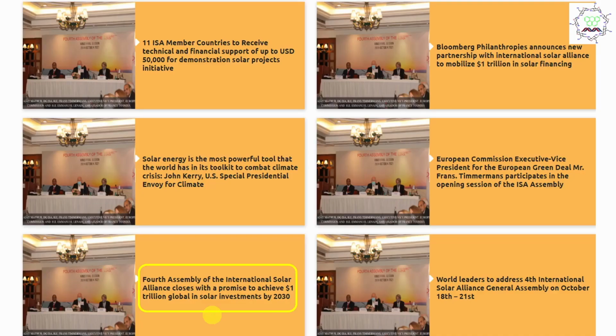Next, what is the solution till now? If you look here, the fourth assembly of these International Solar Alliances promised to provide $1 trillion investment by 2030. It is essential, otherwise it is not possible to implement these renewable energies worldwide.